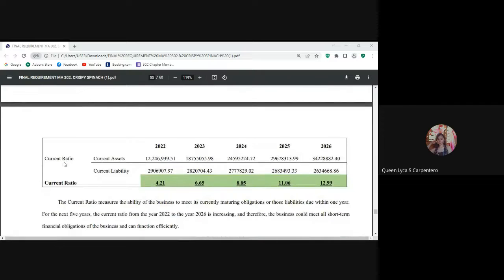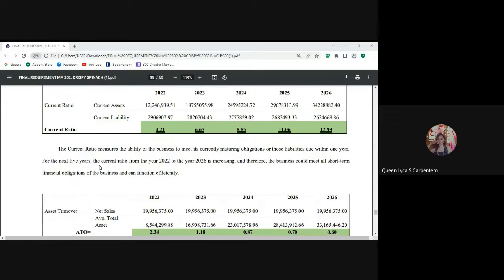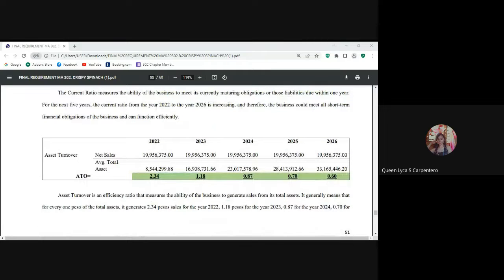And then the current ratio niya kay diri kay nagkataas. Kay tungod kay nag-meet na siya sa short-term na financial obligation of the business and the function niya na effective mo efficient jud siya in the long run na business. And asset turnover niya kay diri kay nagkagamay siya. Nagkagamay ang iyahang measured.